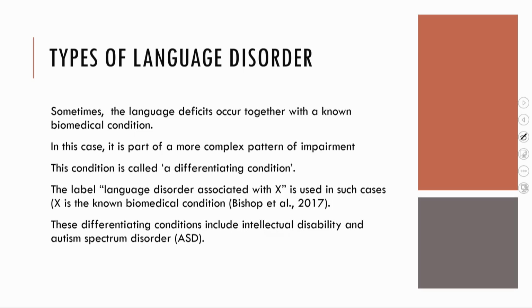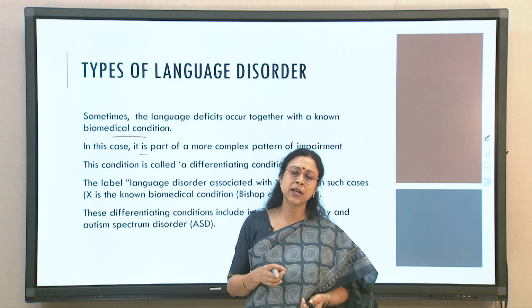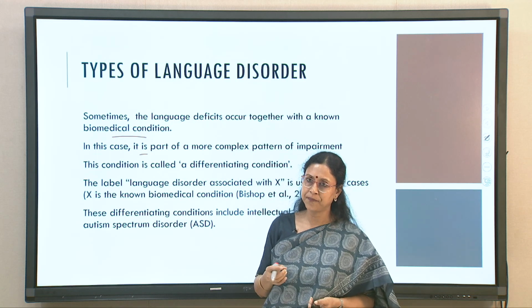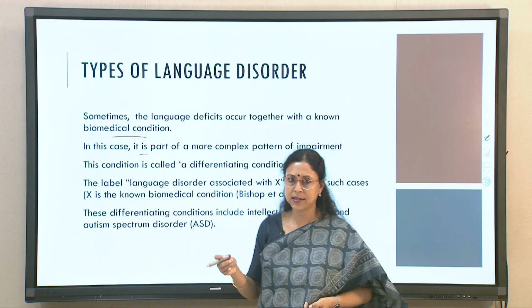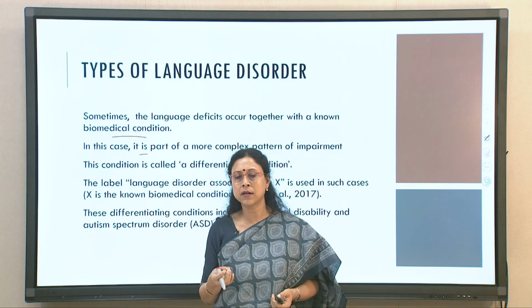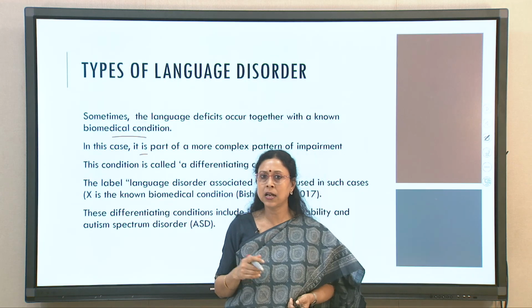So, language disorder is not the only thing that the child is going through. The child also has a well known or well diagnosed biomedical condition. In this case, the situation will be, it is part of a more complex pattern of impairment. In the sense, the language disorder in this case is part of a larger pattern of complex disorders. This condition typically will be called a differentiating condition. So, in that case, the label will be language disorder associated with X, the X being whichever biomedical condition the child has. So, this is how it is defined.